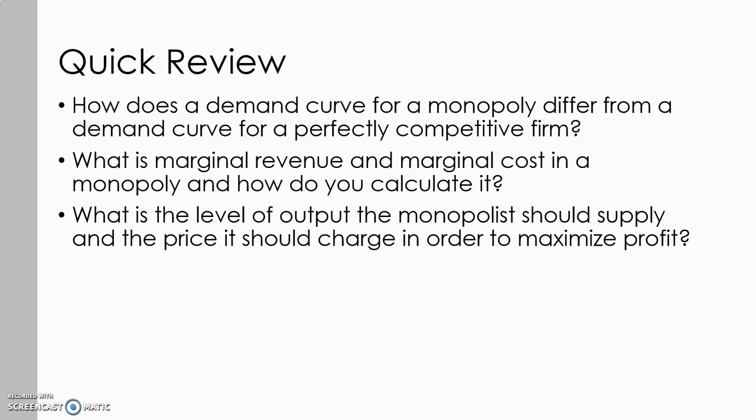So, quick review. How does demand differ from demand for a perfectly competitive firm? Monopolists have downward sloping demand curves. Perfectly competitive firms perceive a horizontal demand curve. What's the marginal revenue and marginal cost in a monopoly, and how do you calculate it? You can review the previous slides. Marginal anything is change in that anything over change in quantity. And what level of output should the monopolist supply, and what price should it charge in order to maximize profit? Look for the price and quantity where marginal revenue equals marginal cost.